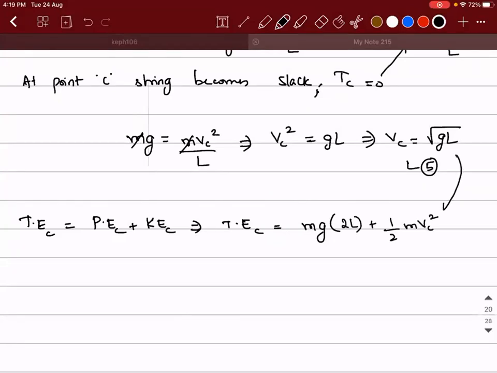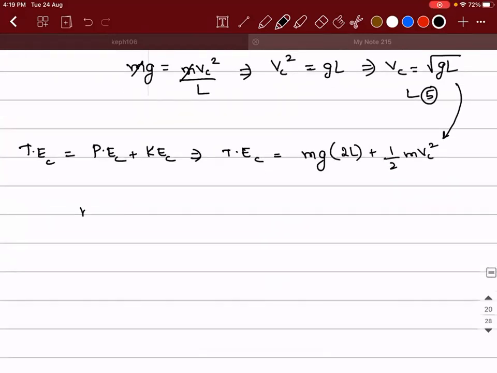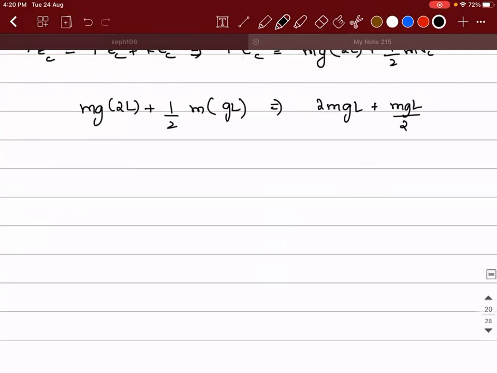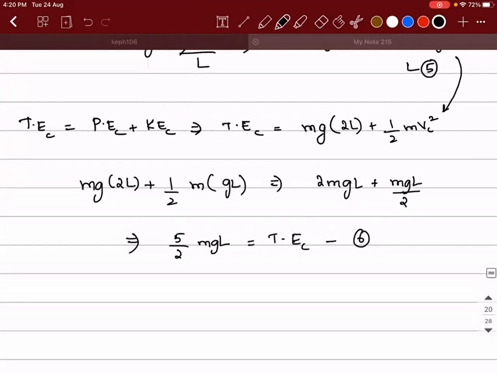But you know what is the value of Vc. Substituting it here, what will happen? So mg into 2L plus half into m into Vc square, where Vc square is g into L. Right. So it is 2mgL plus mgL, the whole divided by 2. What will be the answer? It will be 5 by 2 into mgL. This is the total energy at point C, and this is going to be equation number 6. Please make a note of it.